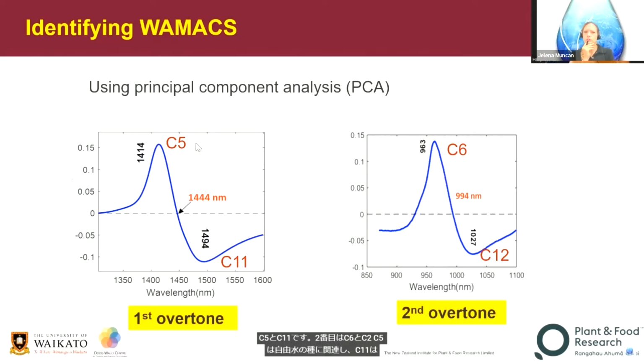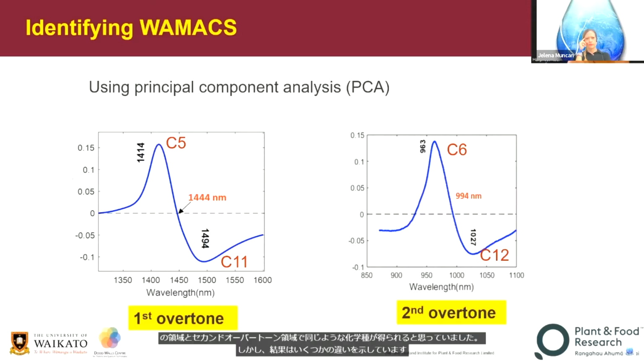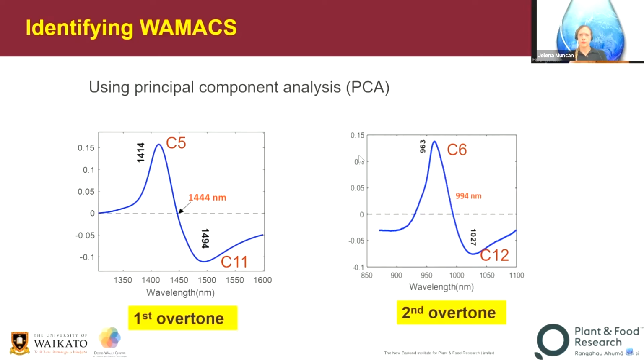C5 relates to free water species. C11 relates to S4 species, water molecules having 4 hydrogen bonds. C6 is related to weak water hydration, and C12 is strongly bound water. I was expecting to get similar species in both the first overtone region and the second overtone region of water. However, the results show some difference.